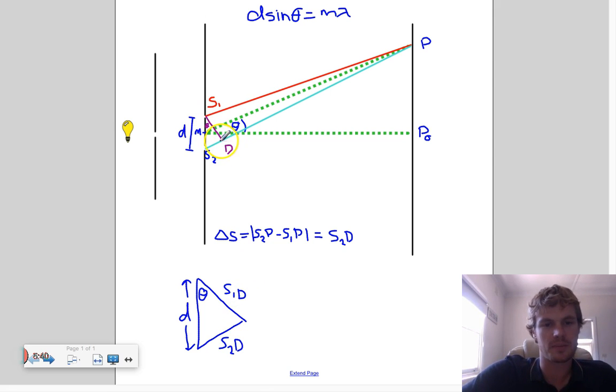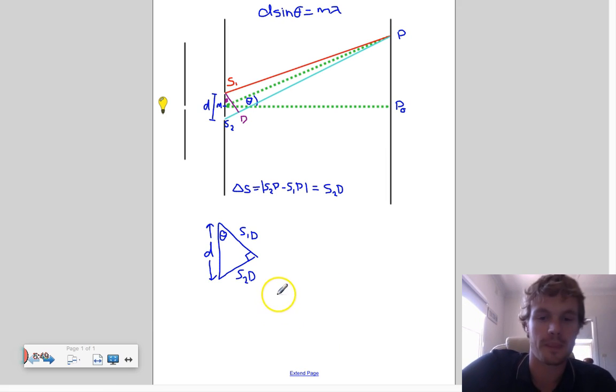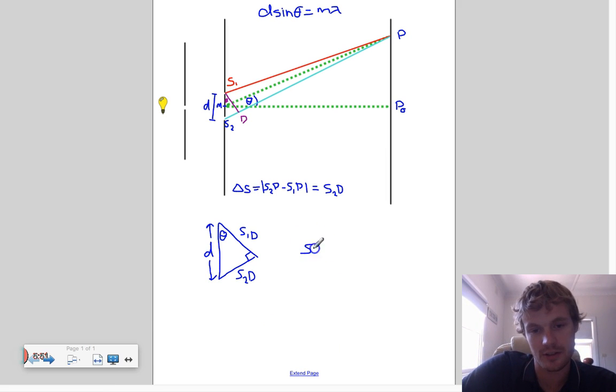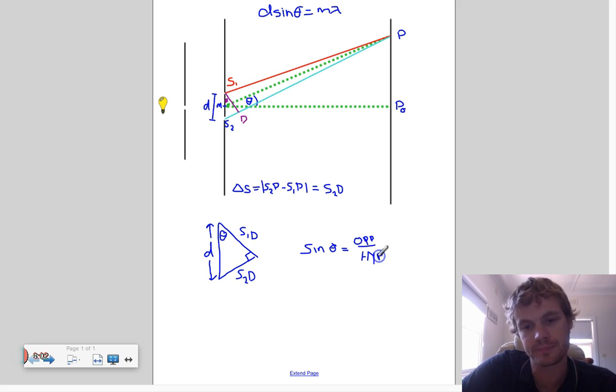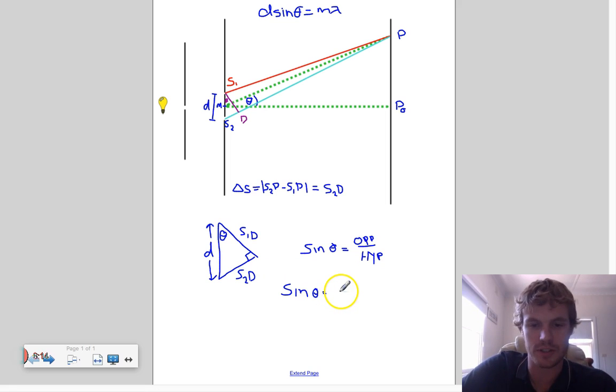We can approximate this angle down here to 90 degrees. It's going to be very close to 90 degrees, so we can just approximate it to 90 degrees. Now, if I take the sine of this, sine theta is equal to opposite over hypotenuse. So I end up with sine theta is equal to opposite side, which is S2d, divided by lowercase d.